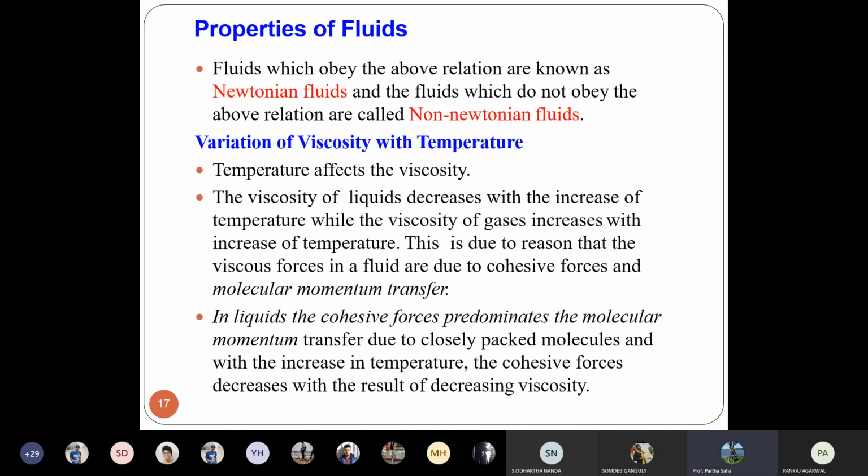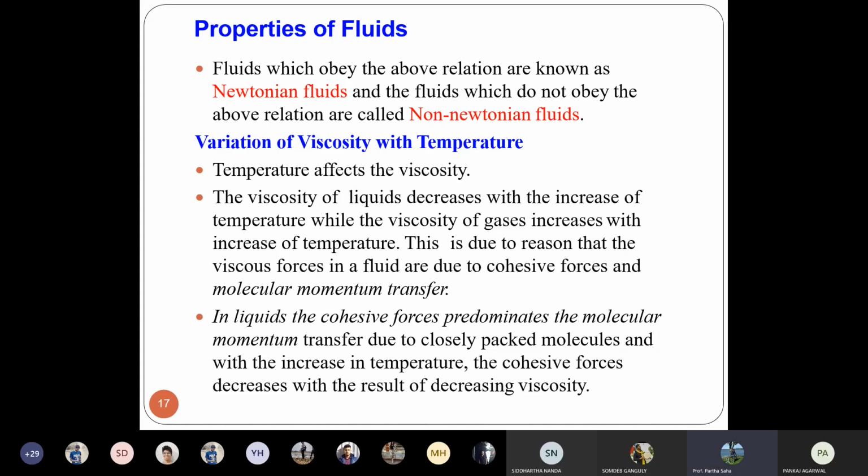So let's talk about the different parameters on which viscosity is dependent. The most important parameter is temperature. Temperature highly affects the viscosity of any fluid. Generally for liquids, if you heat water, oil, anything, the viscosity gradually decreases as the temperature increases. Whereas for gaseous species, or gases, the opposite happens. The viscosity increases with increase in temperature.